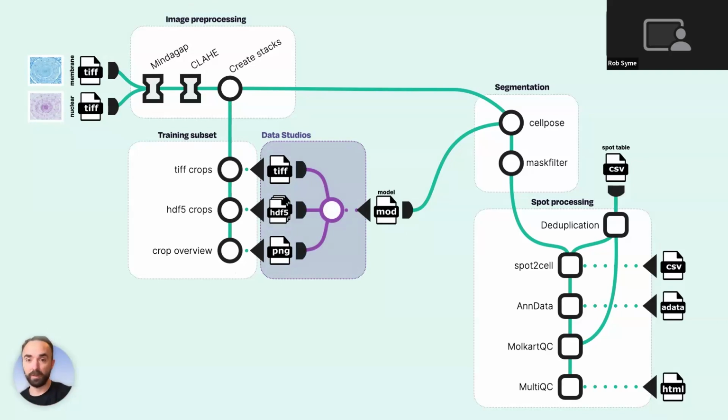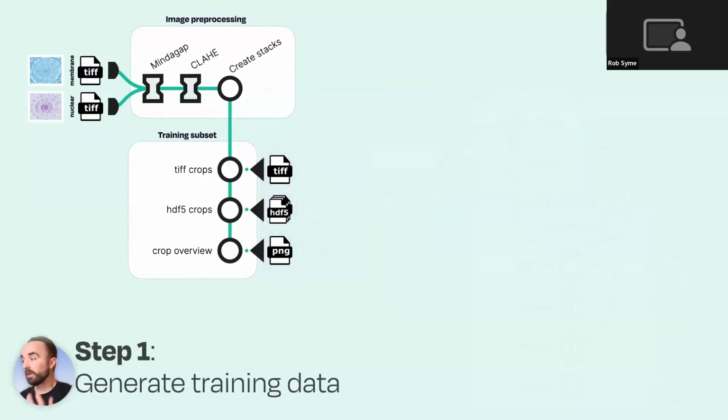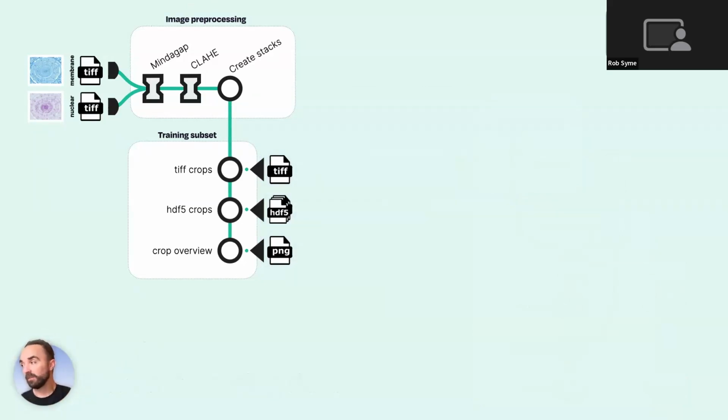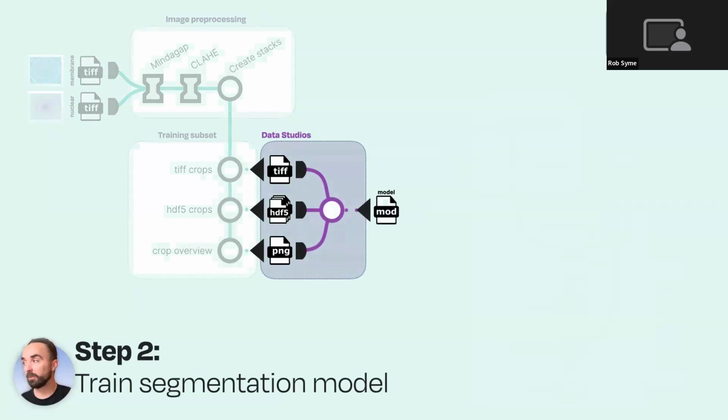So this is what we're going to do in the demo. Basically, we're going to do 3 steps. The first step is to generate training data. We're going to run the nf-core/molkart pipeline to generate the training data. In step 2, we're going to take that training data into a Data Studio to produce a custom model, and I'm going to save that model to blob storage.